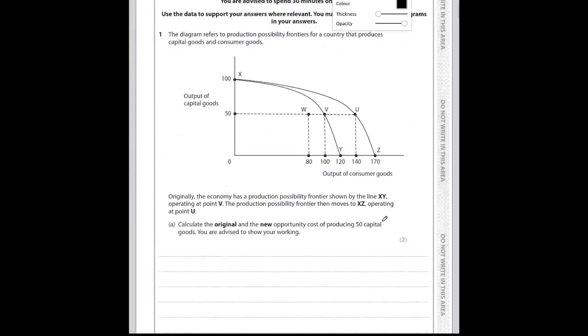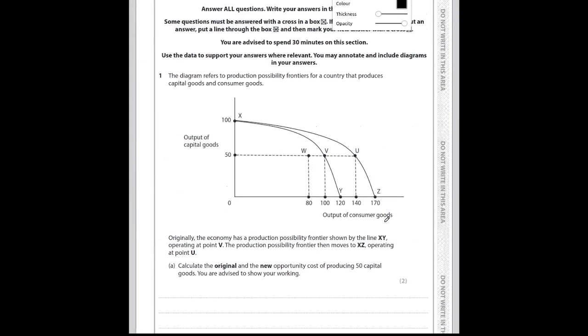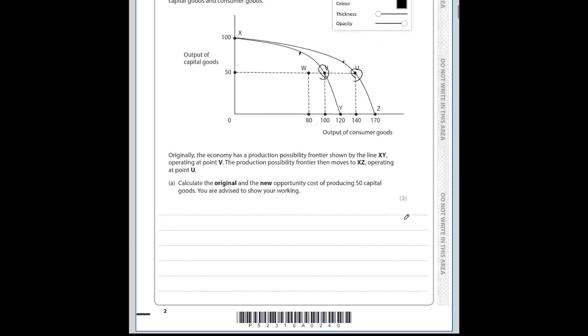But we'll get started. So question 1 says, this diagram refers to the production possibility frontiers for a country that produces capital goods and consumer goods. Originally, the economy has a production possibility frontier shown by the line XY, so that's this line here. The production possibility frontier then moves to XZ, so that's that line here, operating at point U. So we're moving from operating at point V to operating at point U. Calculate the original and new opportunity cost of producing 50 capital goods. You were advised to show your working.